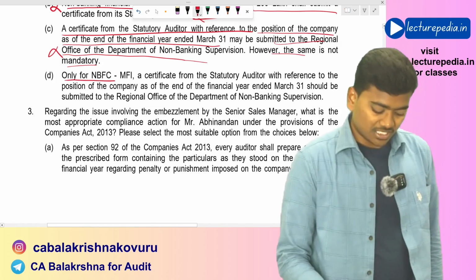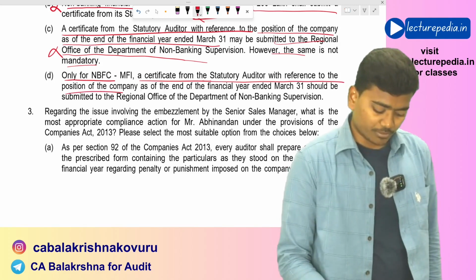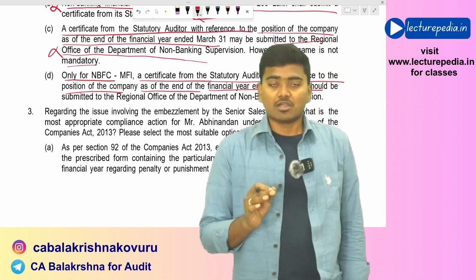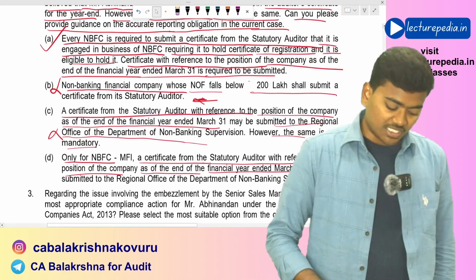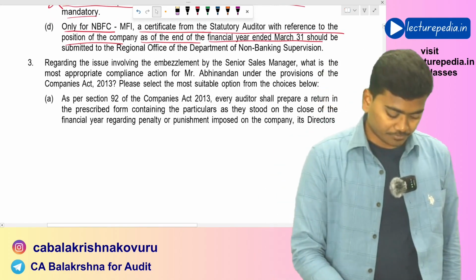Only for NBFC Microfinance Institutions, a certificate from the statutory auditor with reference to the position of the company as of the end of the financial year. No, it is required for all the NBFCs, not only for NBFC MFI. So option A looks good. Next, moving to the third MCQ.